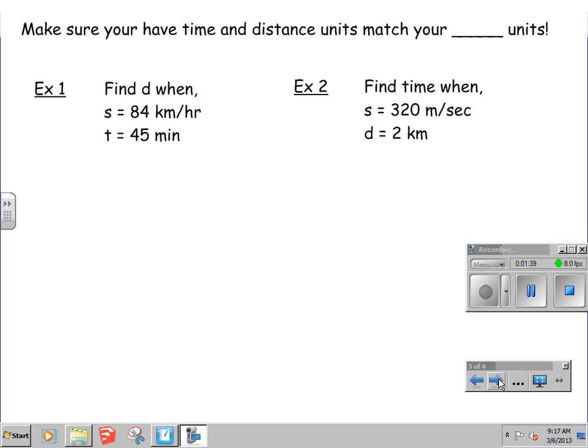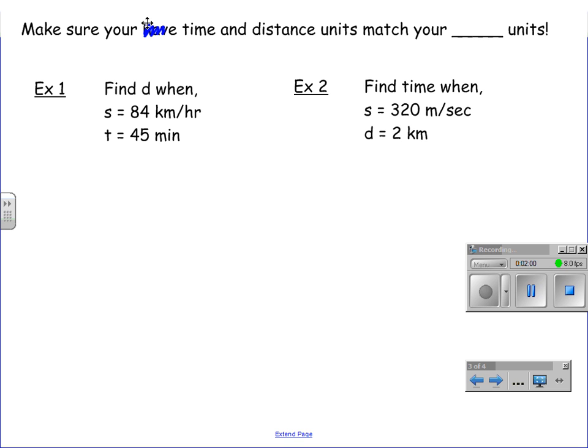So the first thing that we're going to review are simple problems. What usually causes kids problems is they get lazy and they don't think about units. So write down this sentence: make sure your time and distance units match your speed units. Write it down and we'll figure it out.